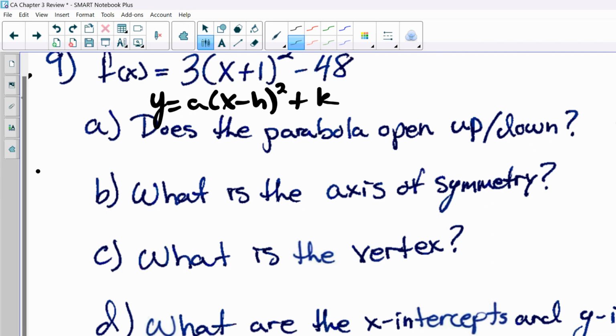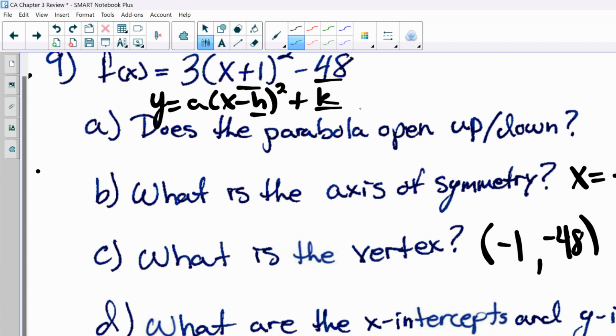Now the vertex for this here, h comes from inside the parentheses, and since it's positive 1, it comes out as negative 1. k is exactly as we see it. So the vertex is negative 1 comma negative 48. The axis of symmetry is x is equal to negative 1.